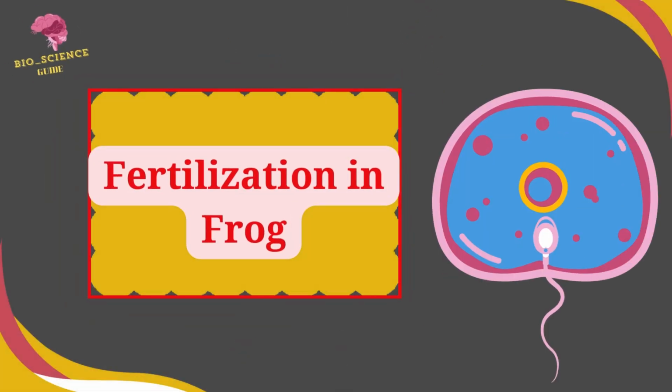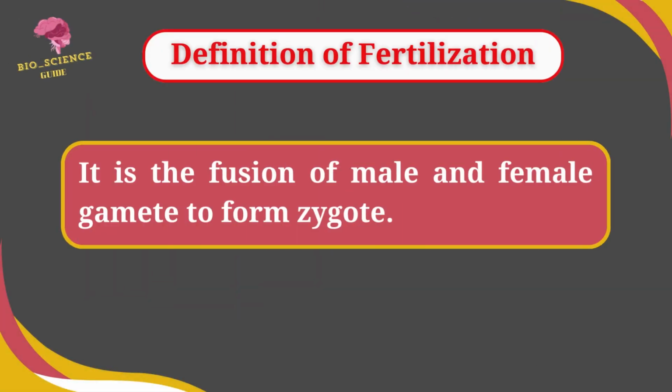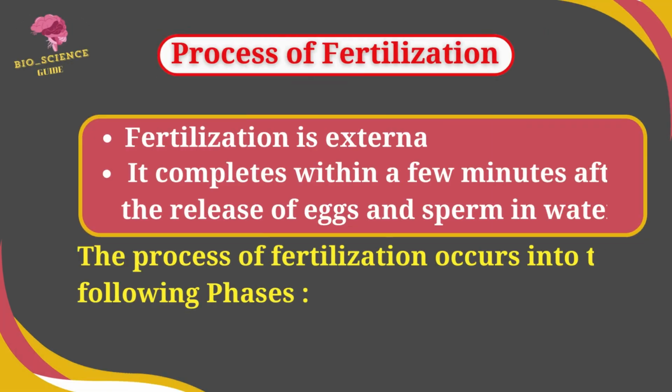Today the topic is fertilization in frog. Fertilization is the process of fusion of male and female gametes to form zygote. The process of fertilization is external in frog. It takes place in water or aquatic medium. The process of fertilization completes within a few minutes after the release of eggs and sperm in water.